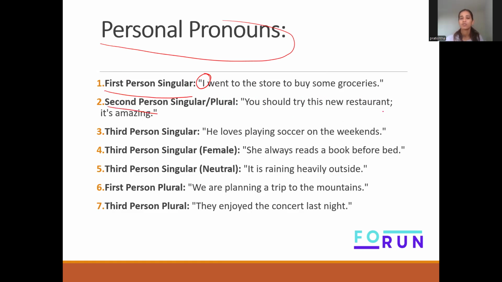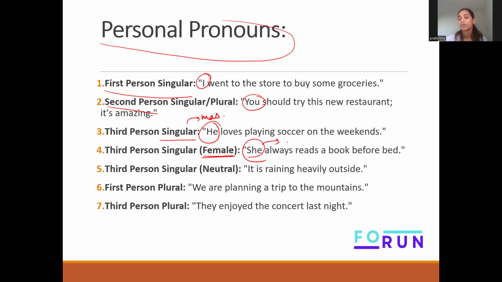Second person, singular or plural, both are the same. You should try this new restaurant. It's amazing. So you can be a single person, you, or maybe you and your friends. You all should try. Third person singular. He loves playing soccer on the weekends. This is masculine. Third person singular, feminine, is she always reads a book before bed.